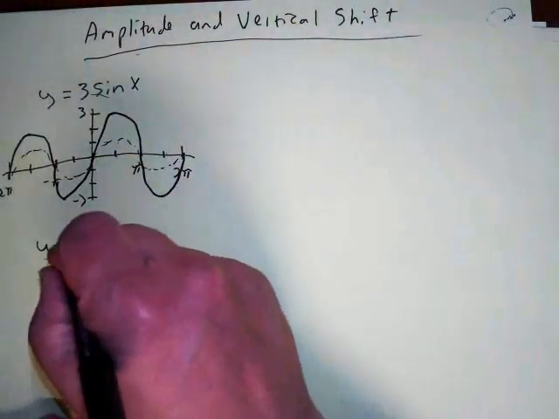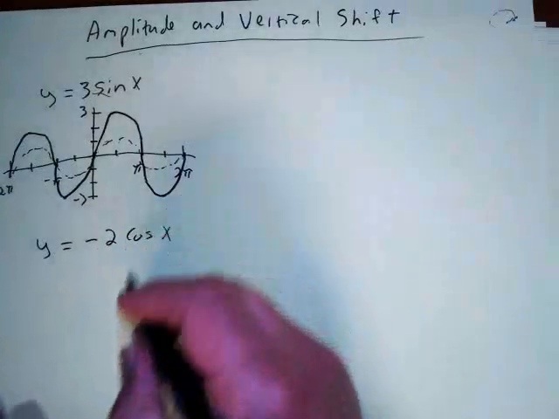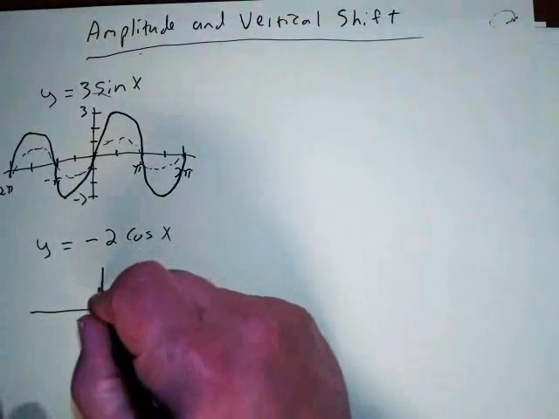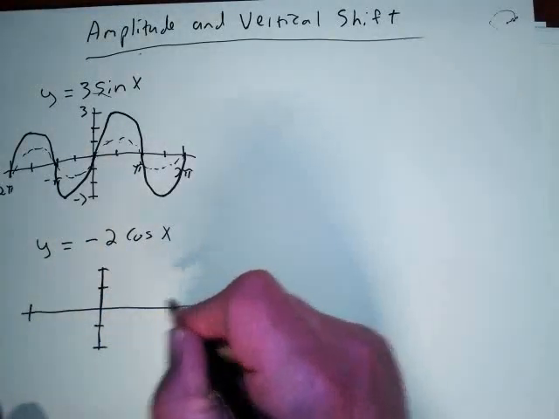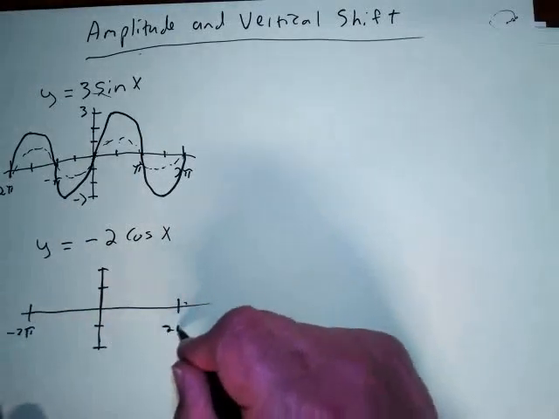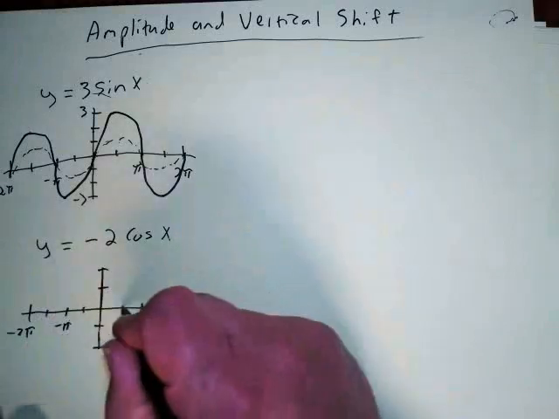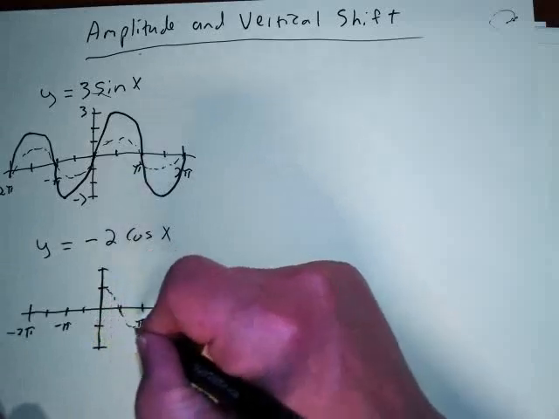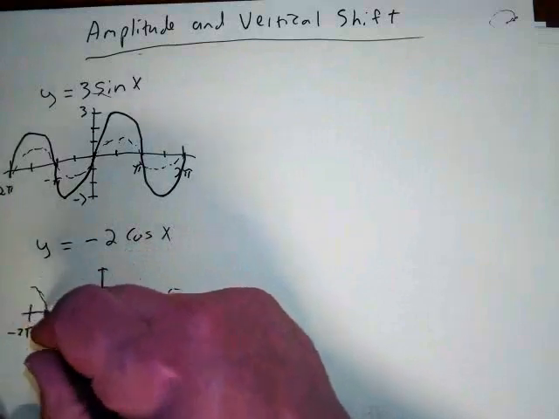So if I have like y equals, let's say, negative 2 cosine x. Well, that'll flip the wave here, so we'll say 1, 2, 1, 2. And we'll say this is negative 2 pi. We'll say this is 2 pi. We'll say this is pi, negative pi. And then put the halfway marks there. And the cosine normally starts at 1 and goes down like this, right? And so that would be your cosine.